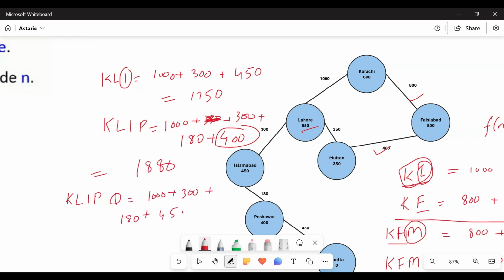80 plus 450 plus 0, because it is the goal node and 0 is the heuristic cost of it. So the total becomes 1930. This is our shortest path from Karachi till Quetta.